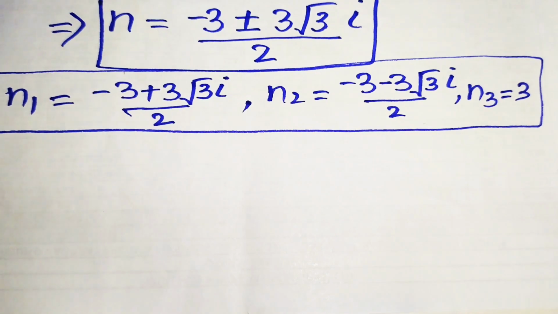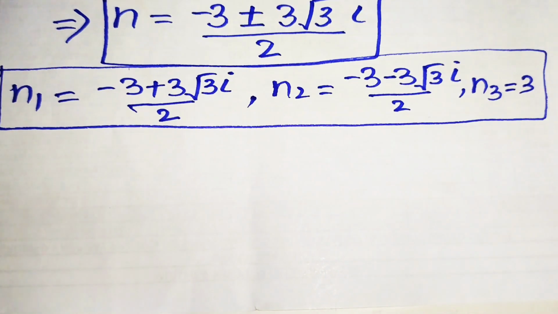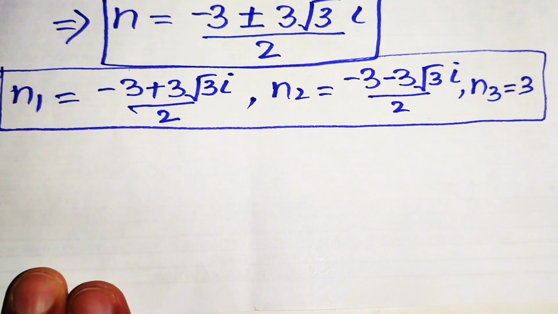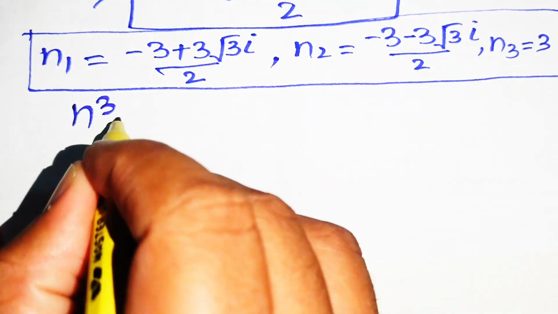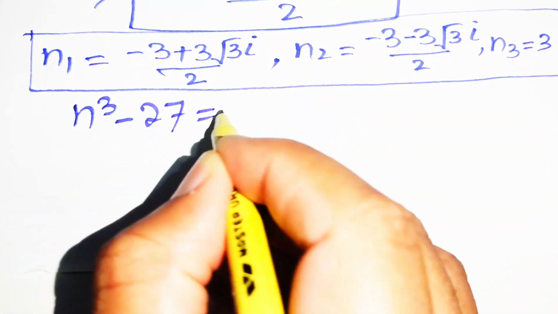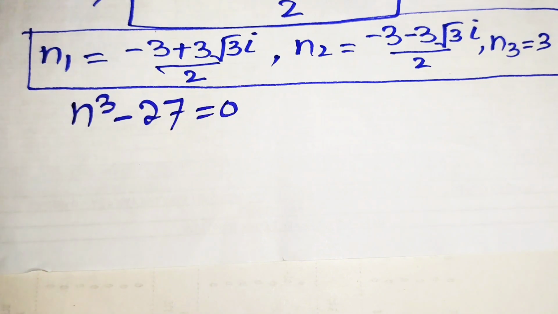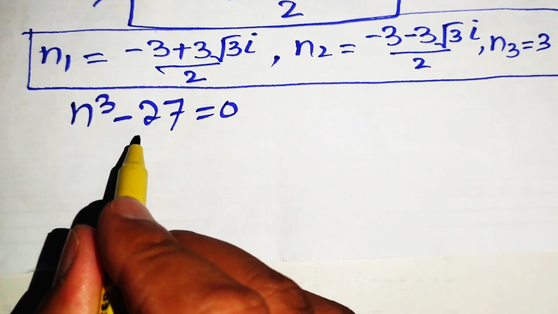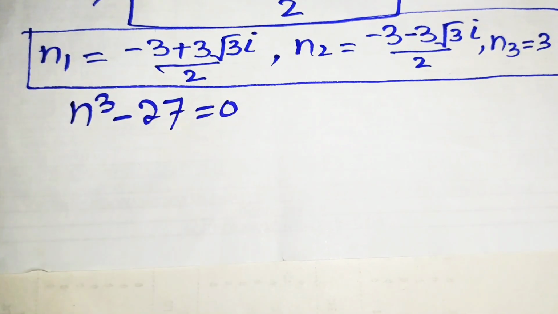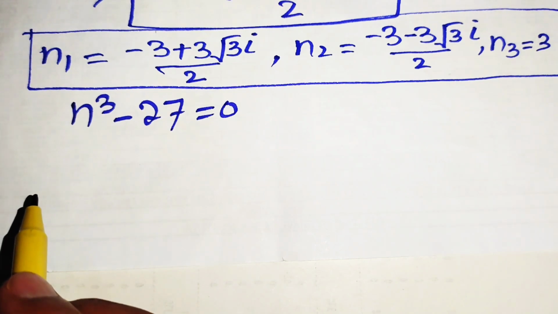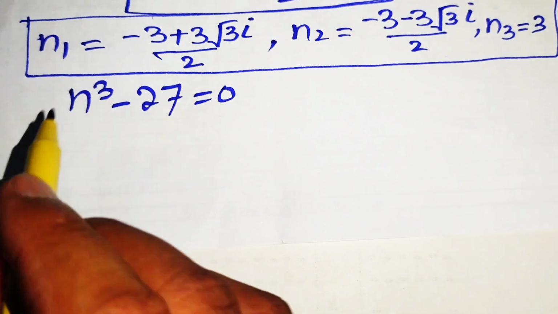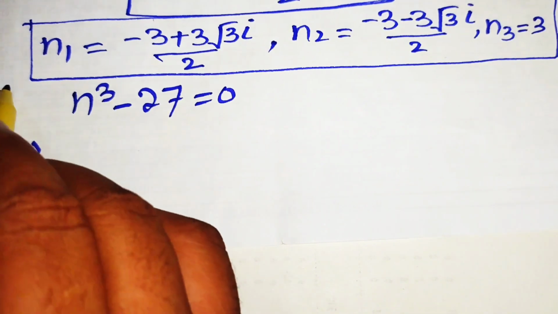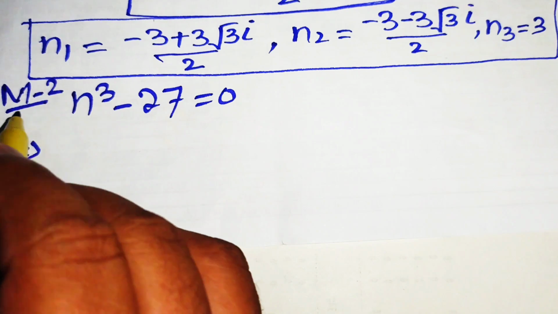Now if we have the question in this form, and we need to find only the real roots, we first copy down the given question statement: n cubed minus 27 equals 0. If we need to find only real roots of this equation, then we use the cube roots method to easily find the real root. Now I will explain this method. This is our method 2.